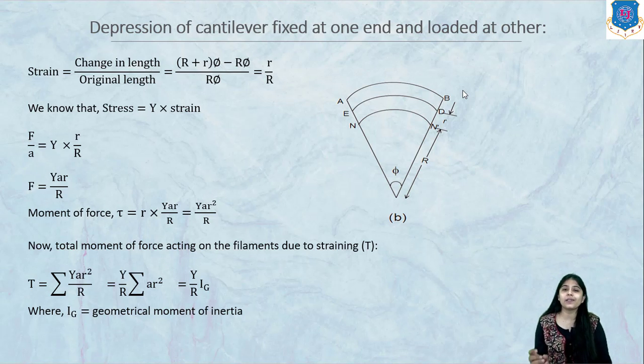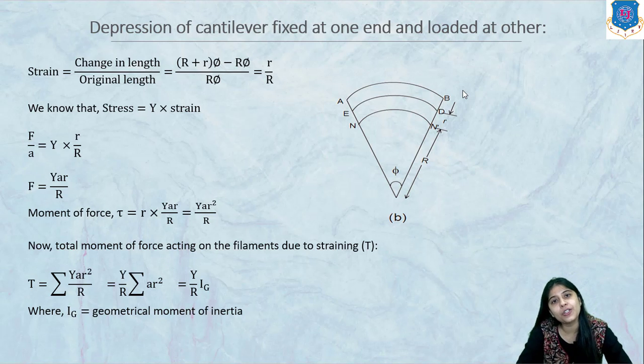Now here we are considering only one filament. If we want to find the internal bending moment, the total moment of force acting on all the filaments due to the straining, then it will be T, which is equal to sigma Y a r squared upon r, that is, the summation over all such filaments. So it will be Y by r summation a r squared.